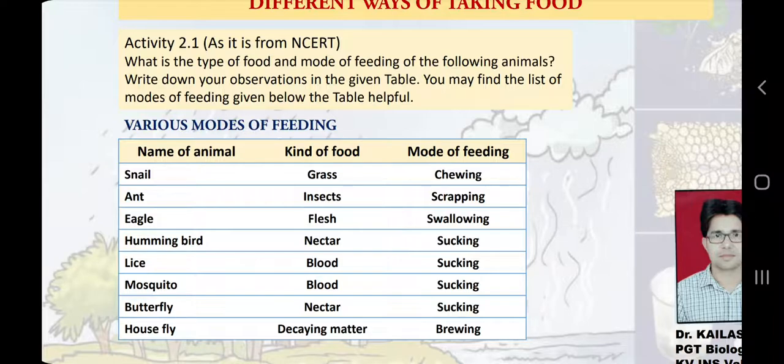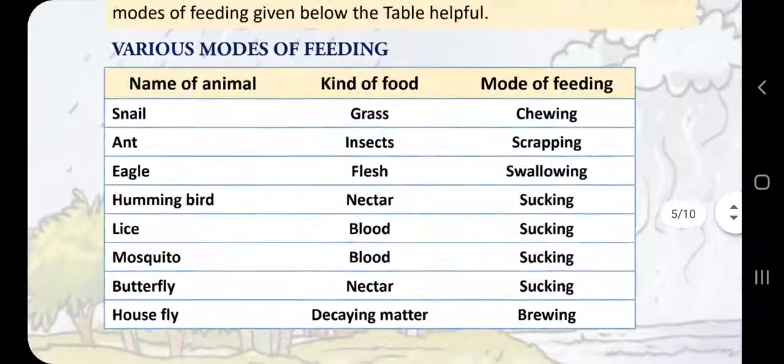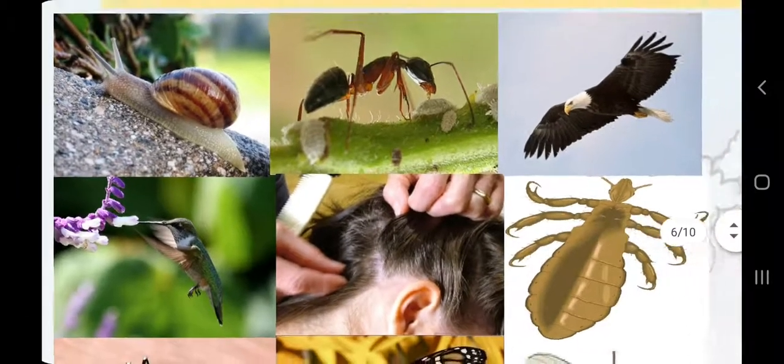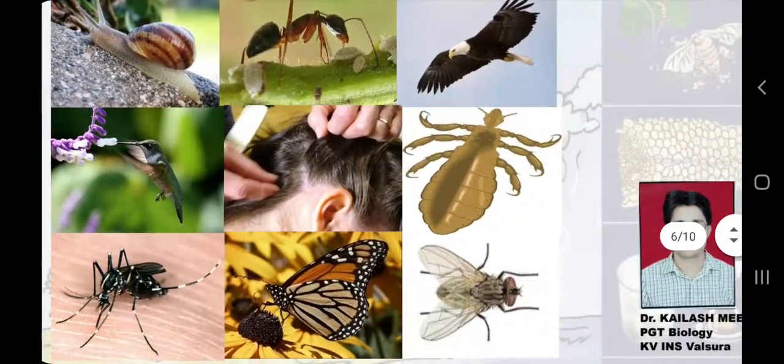So the names of animals were given in the book, and we need to discover or search about what kind of food they are eating, what is the mode of feeding. But here I have completed this table for you. You can have a look at this table, and the names of animals which are given here. I have arranged a few pictures for those animals if you want to have a look.